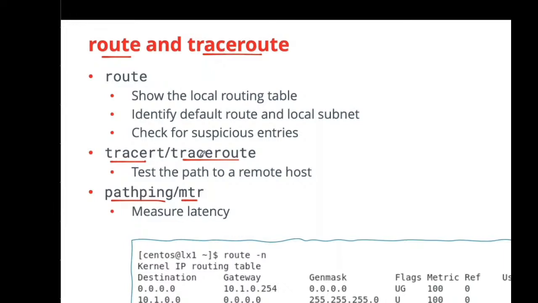They basically use ICMP probes to report the round trip time for the hops between the local host and the host on a remote network. Like if you go for tracert space www.google.com, it will give you the list of hops or the routers between your machine and Google's machine. Same goes with traceroute in Linux.